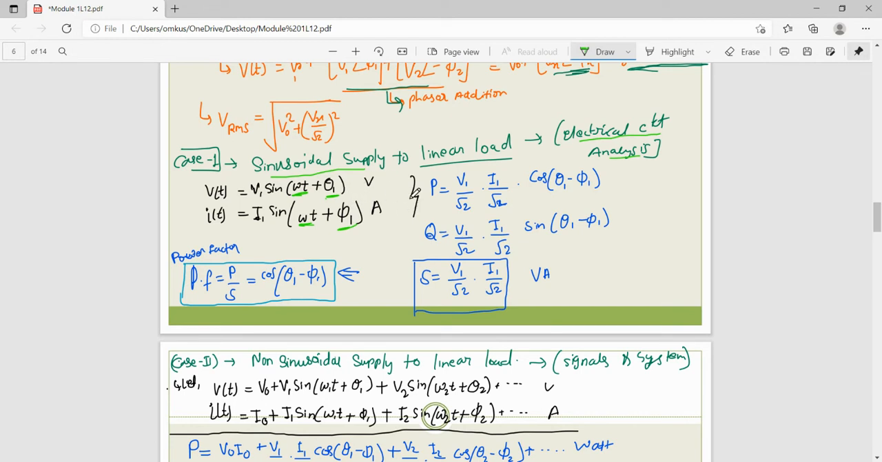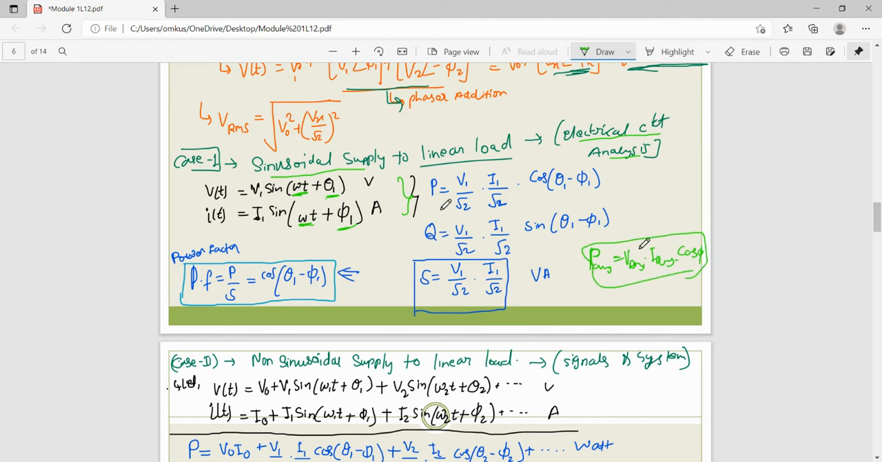Now when these two signals are given to you, how do you find the power? Power is nothing but the voltage times the current, the product of these two. But when you find this power, you need to take the RMS value of that, because in our last class we saw that the average power is equal to VRMS into IRMS for a DC circuit.